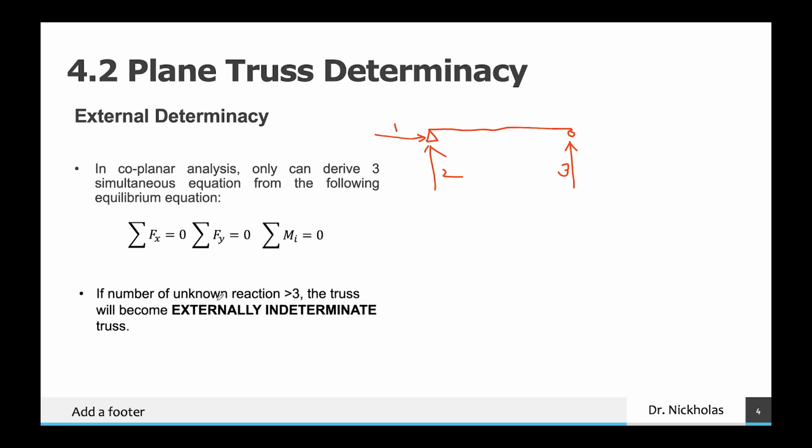So how about if we add another unknown reaction? Now we have 4 unknown reactions. In this case, the equilibrium equations can no longer be used to solve for the unknowns. Later on we will see the methods that we can use to identify the extra reaction force due to these external supports.